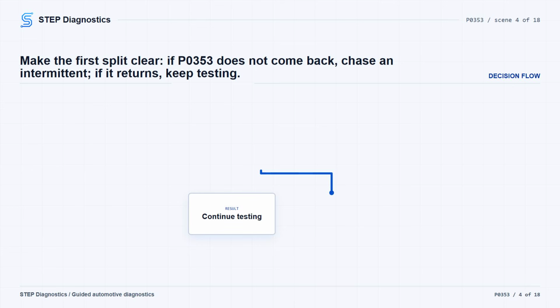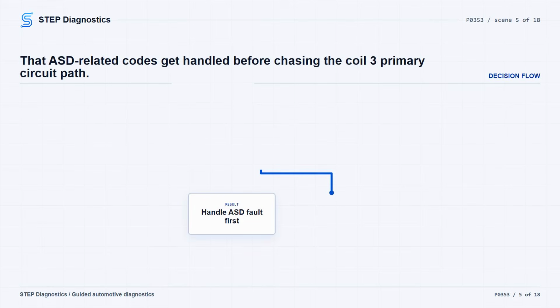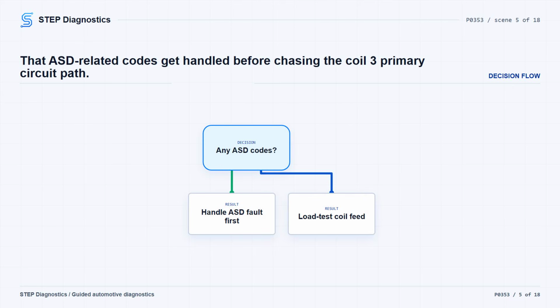Read DTCs again. If P0353 does not return, treat it as an intermittent condition. If it does return, continue with the diagnostic path. Next, look back at the recorded codes. If any ASD-related codes are present, check what they mean first and handle the applicable diagnostic path before continuing with this coil circuit test. If there are no ASD-related codes, move on to the coil supply circuit load test.